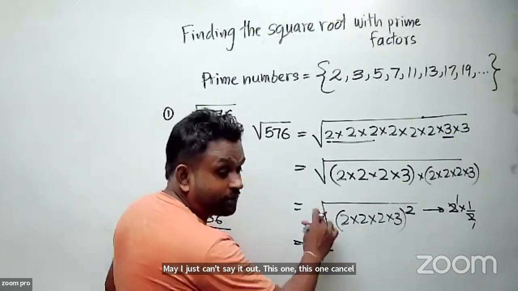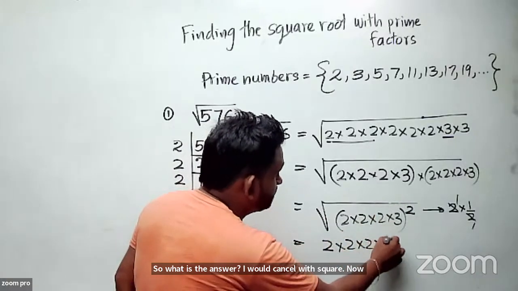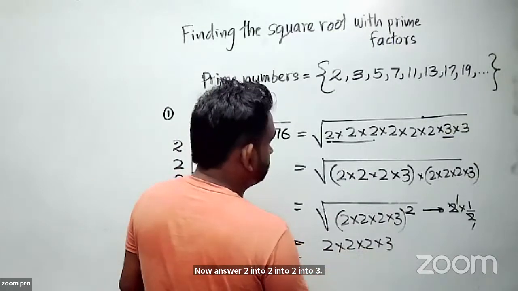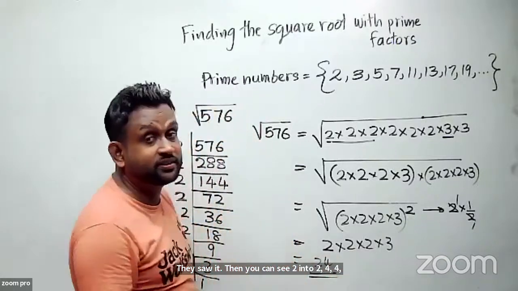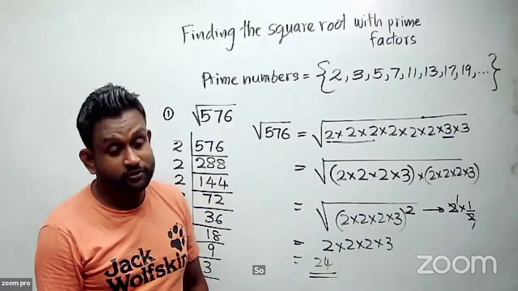Right. So what is the answer? The square root cancelled with the square. Now the answer is 2 into 2 into 2 into 3. This only. Then you can see 2 into 2 is 4, 4 into 2 is 8, 8 into 3 is 24. So the square root of 576 is 24. That is how you use prime factors.